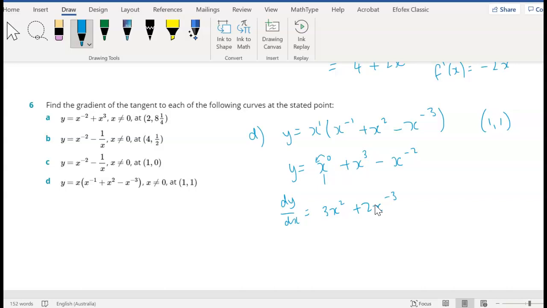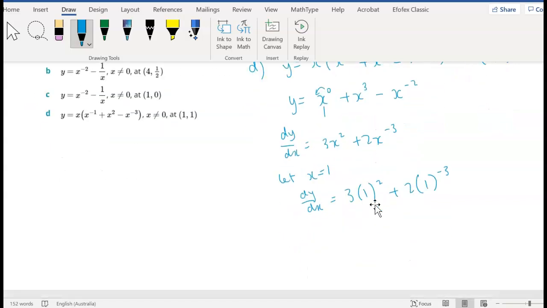Now we want to find the gradient of the tangent at a certain point, so at x equals 1, let x equal 1. So dy/dx is equal to 3 times 1 squared plus 2 times 1 to the negative 3. 3 times 1 squared is 3 times 1, which is 3. And it does not matter that it's a negative power, because 1 to the power of anything is still going to be 1. So it's 3 plus 2, so your answer is 5.